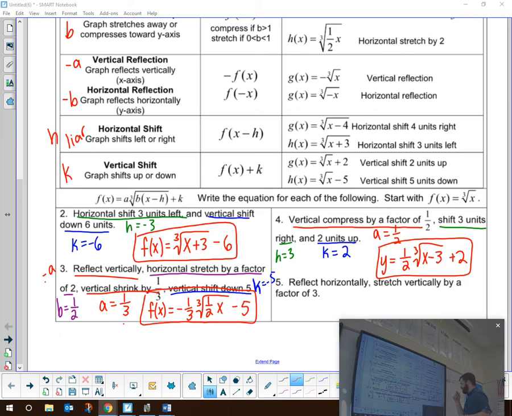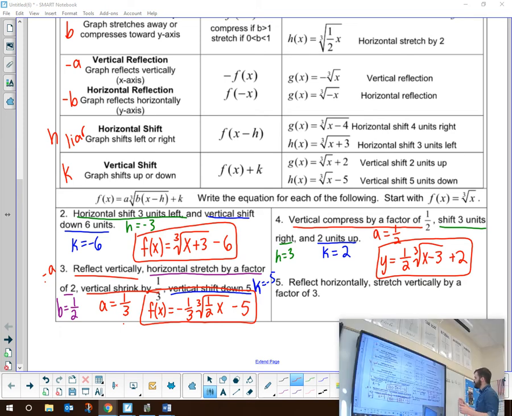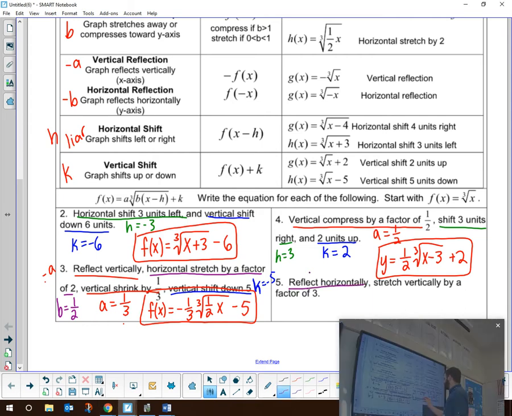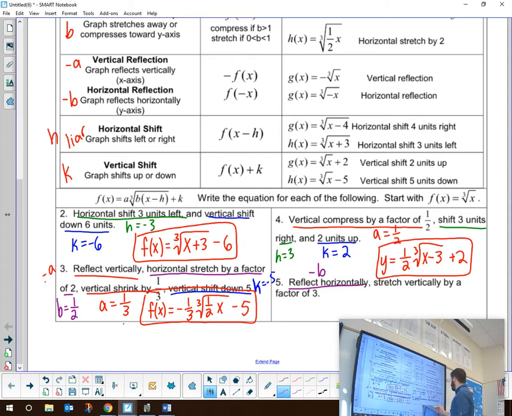Number 5 says, reflect horizontally, stretch vertically by a factor of 3. So if I reflect horizontally, that's going to give me a negative b. And if I stretch vertically by a factor of 3, my a is going to be 3. So we can write my equation for this one. We can go f of x equals, not just, a is 3. So we're going to go 3 times the cube root of negative x. We have to have a negative in there.